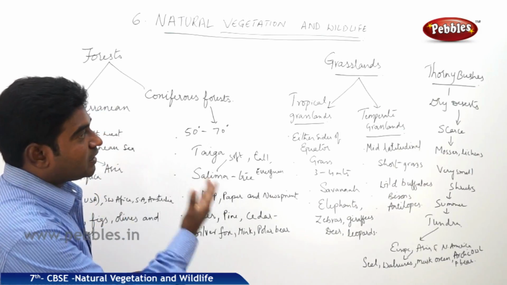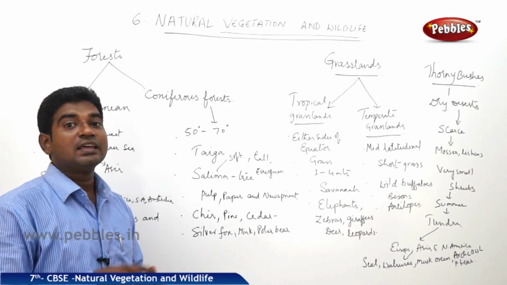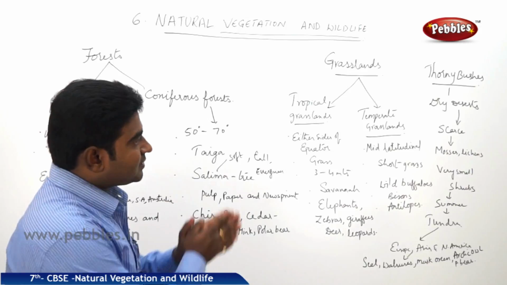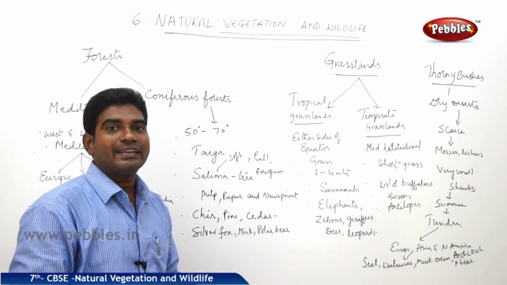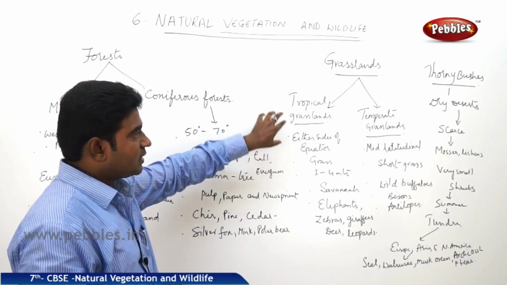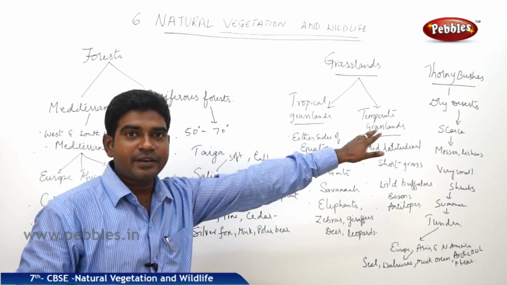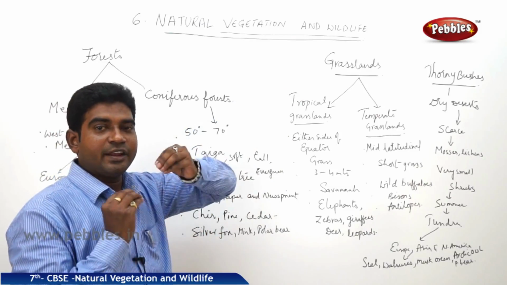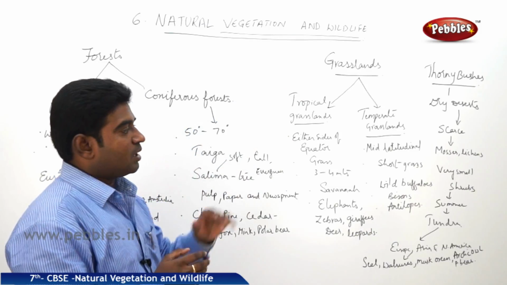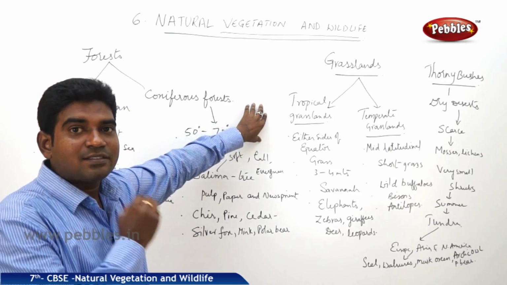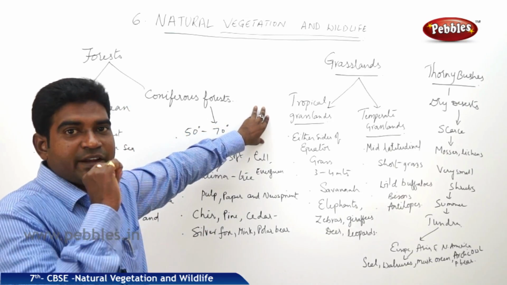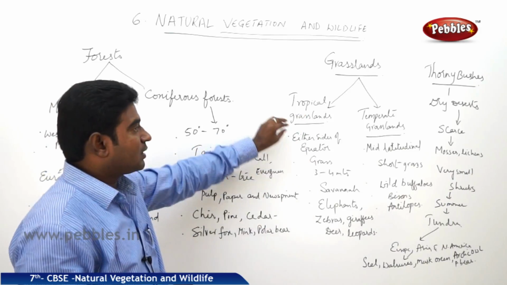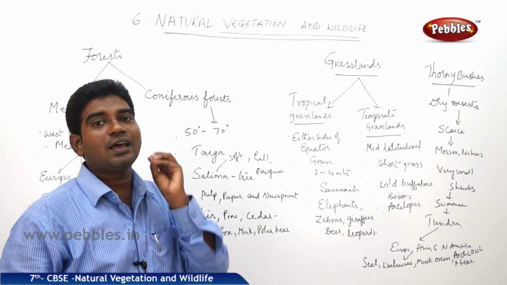Now let us move to the second category of vegetation, that is the grasslands, where we have moderate rainfall. And the grasslands are again categorized into two categories, that is tropical grasslands and temperate grasslands. Tropical grasslands, as the name suggests, are found near the tropics, between the Tropic of Cancer and Tropic of Capricorn. It is on either side of the equator. Here what is grown? Grasslands. So grass is grown on the lands.